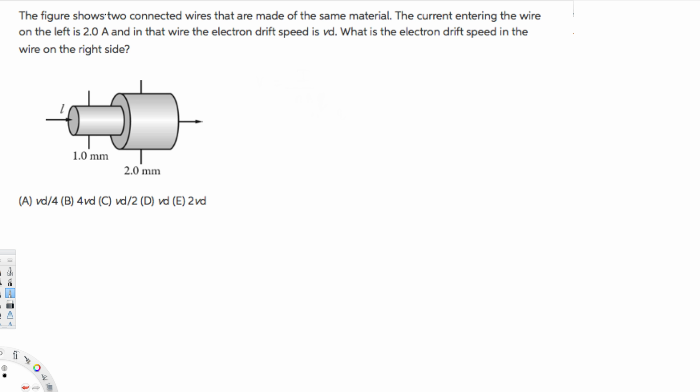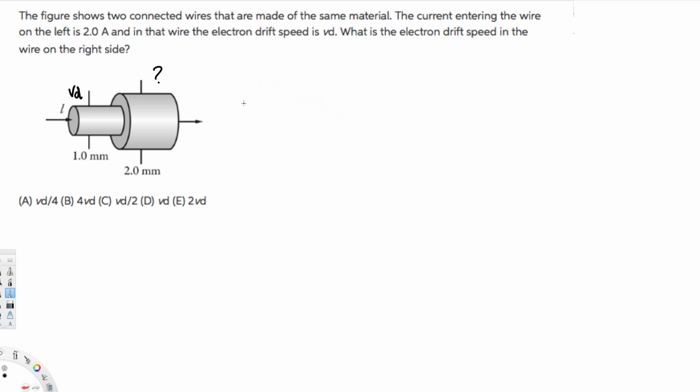The question is asking: the figure shows two connected wires that are made of the same material. The current entering the wire on the left is 2 amperes, and in that wire the electron drift speed is Vd. So here in this location it's Vd. And what is the electron drift speed in the wire on the right side? So here we have to find what is the Vd, right? So let's see how we can find this one.